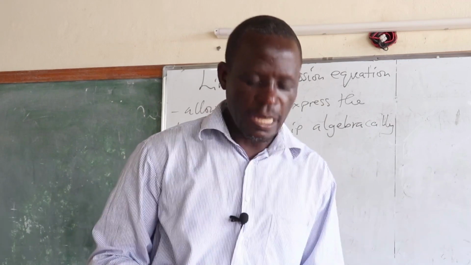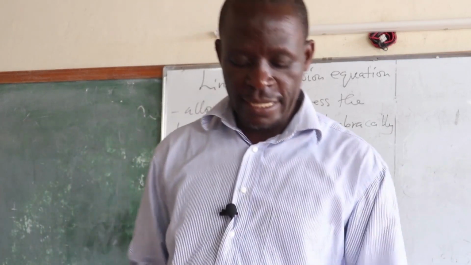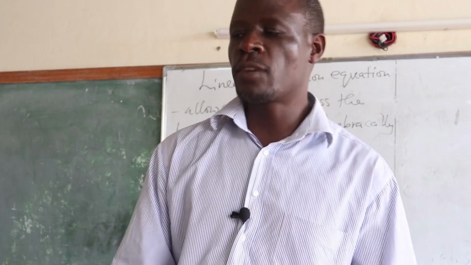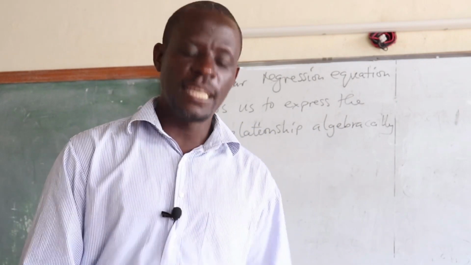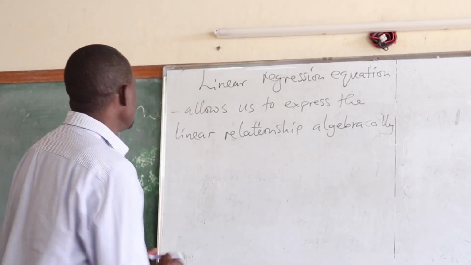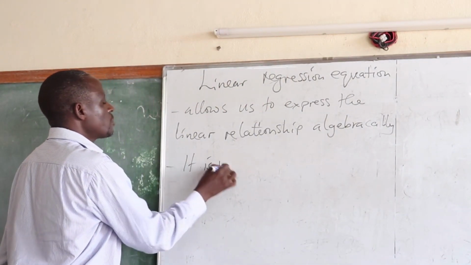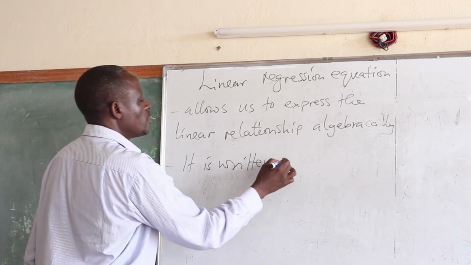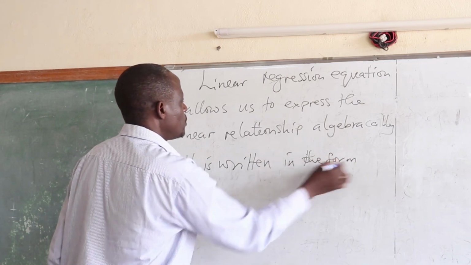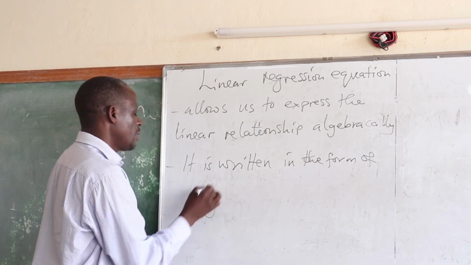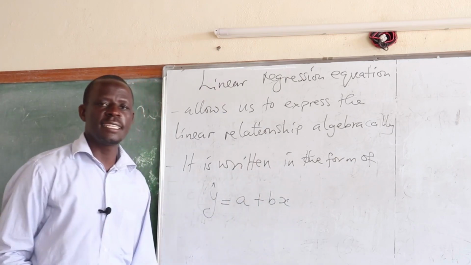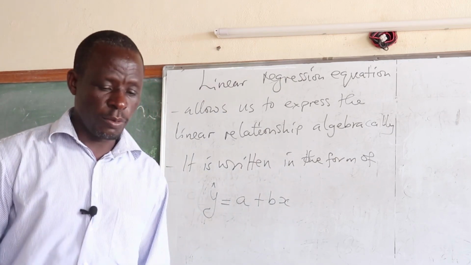And when we do that, we can use that particular equation to predict the values of the variable that we are trying to deal with, if we are going to have an x variable and a y variable. Most of the time, the regression equation is written in the form of y hat is equal to a plus bx. That's the linear regression equation.